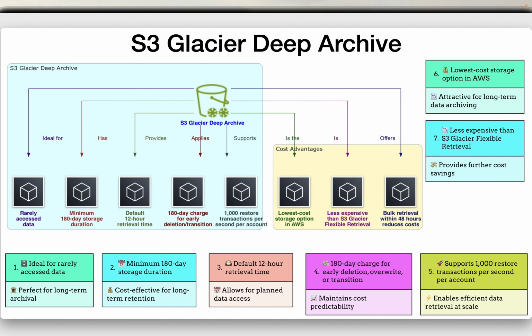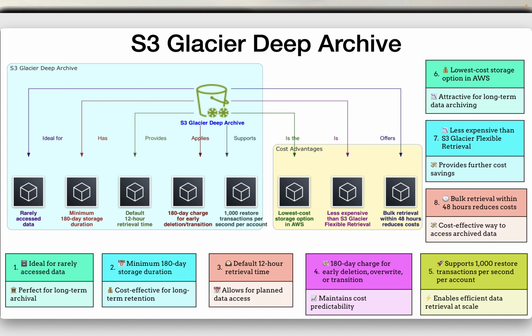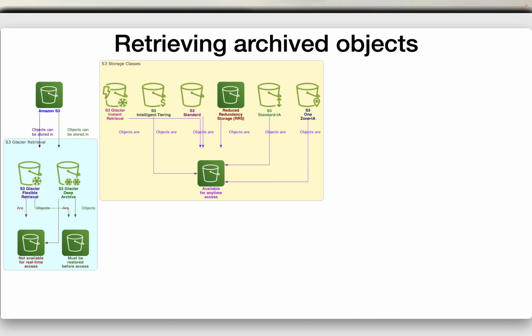Storage costs for S3 Glacier Deep Archive are even lower than those of S3 Glacier Flexible Retrieval, which provides further cost savings for rarely accessed data. And to optimize retrieval cost, you can use bulk retrieval, which returns data within 48 hours, offering a cost-effective way to access archive data when needed. Okay, next we'll see retrieving archive object.